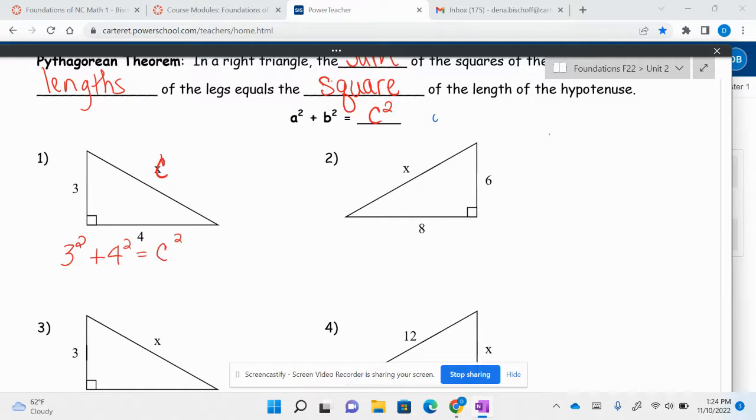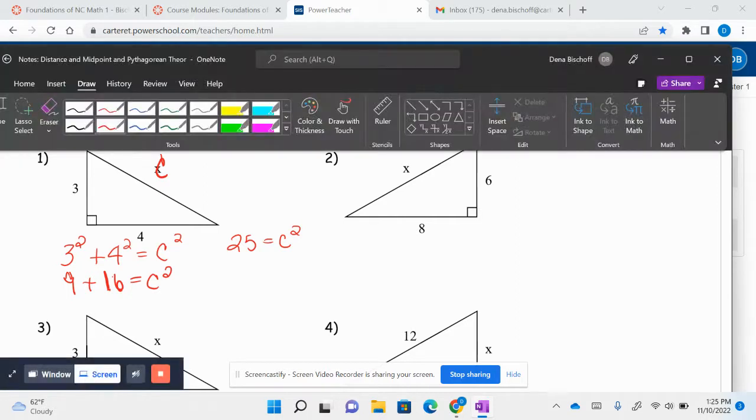Okay. So 3 squared is 9. And 4 squared is 16, and that equals C squared. What is 9 plus 16? So 25 equals C squared. I want to know what C is, not C squared. How do I unsquare something? Have we talked about that? Yeah, I have to take the square root of it.